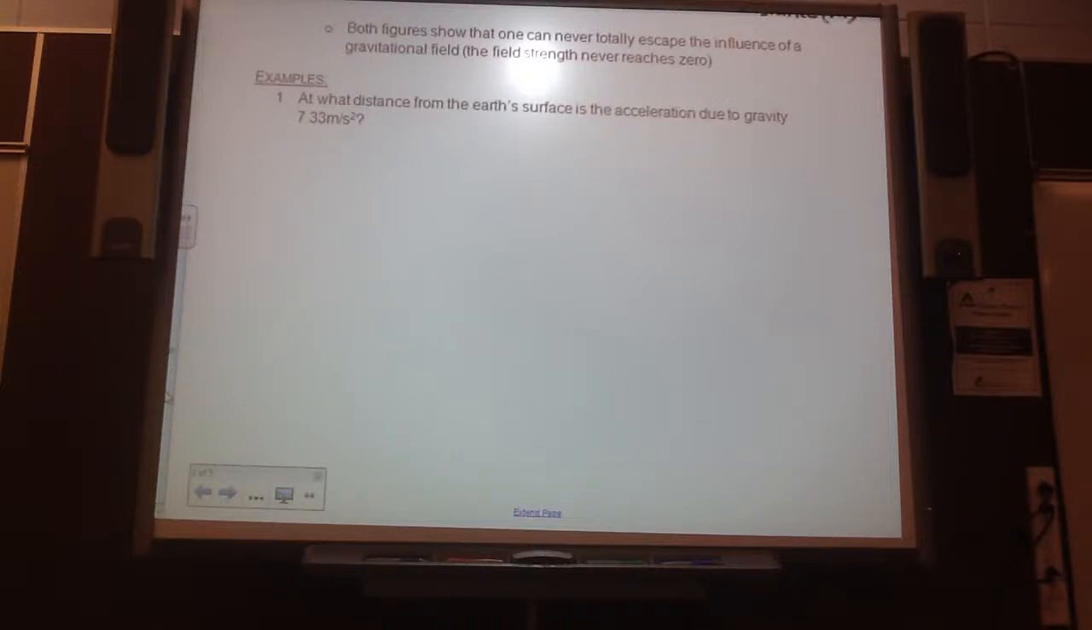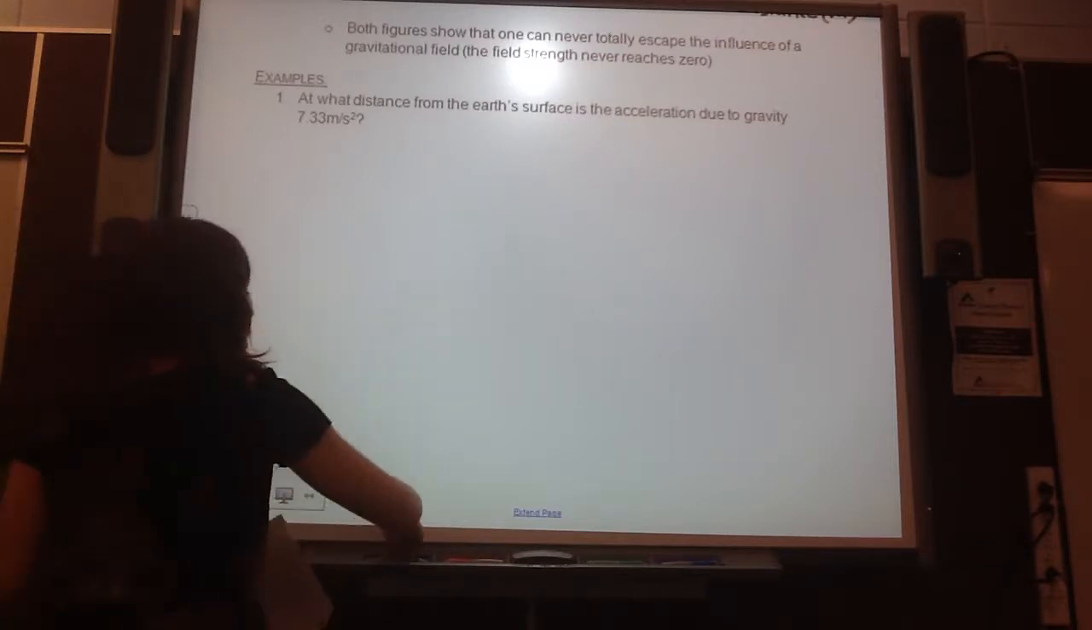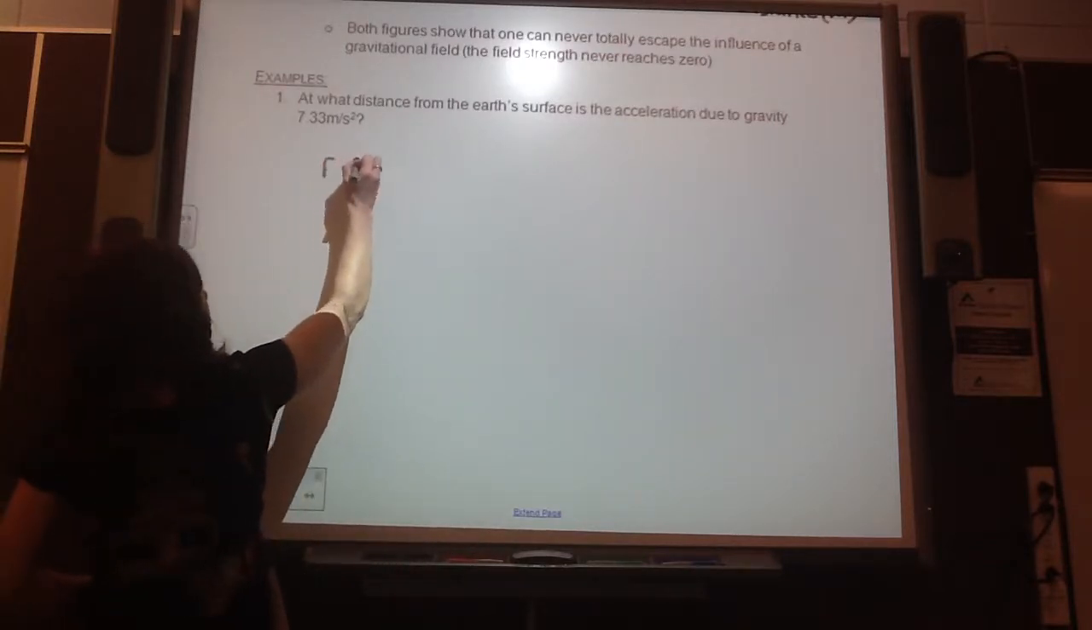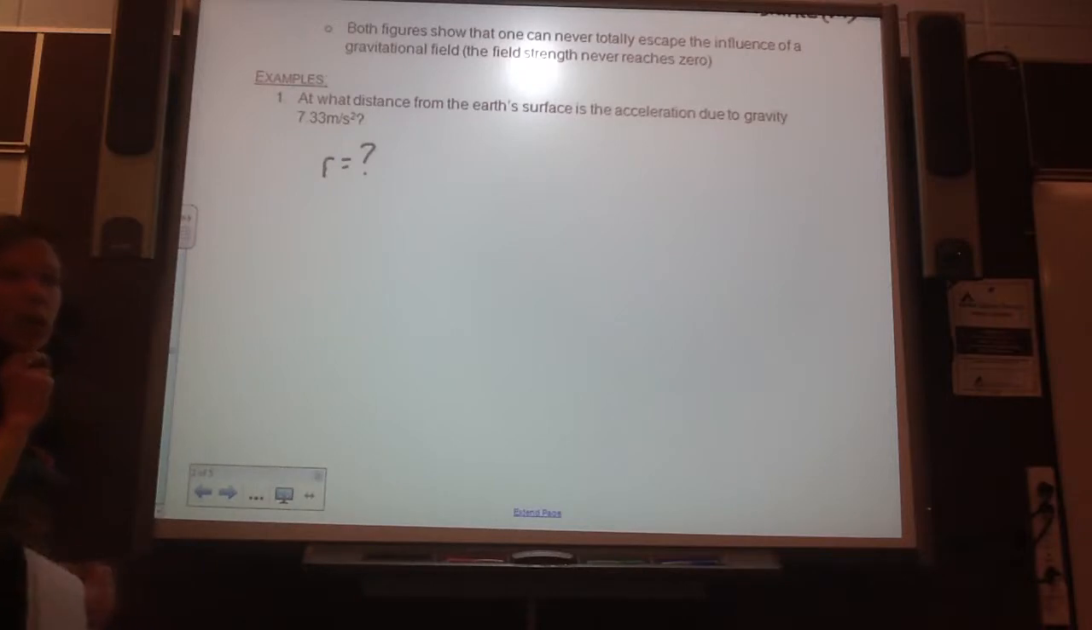So on Earth's surface, the gravitational field strength is 9.81, but this is asking us, when will it be 7.33? So that needs to be farther away from Earth, right? So like I was saying, it needs to be out of the atmosphere. So this is going to be a little ways away. So what I am looking for is R. That's my question mark.